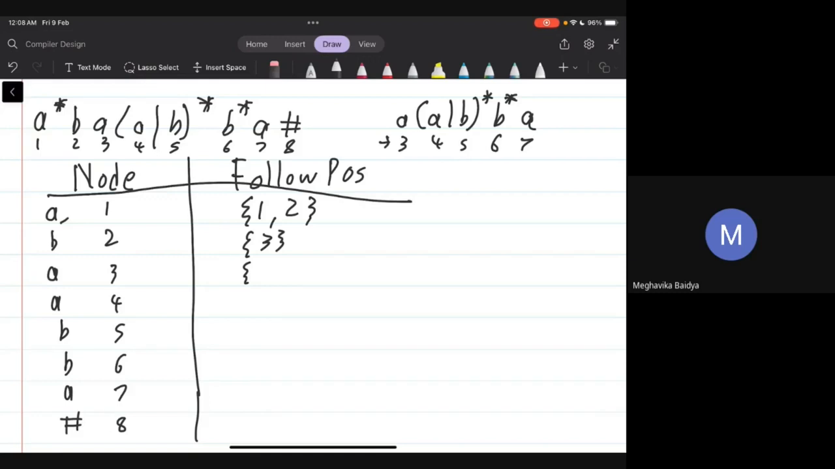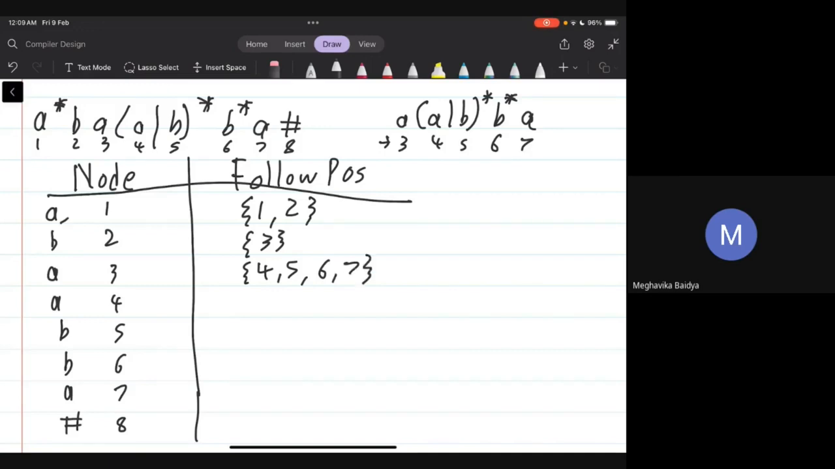But after 3, we can have 4, we can have 5 because there's an or in between. So either 3 can be followed by 4, or 3 can be followed by 5. Or since the 4 and 5 can never occur, it can directly go to 6. So 6 will also come. And since 6 has a star, it can go to 7 also. So you'll write 7.